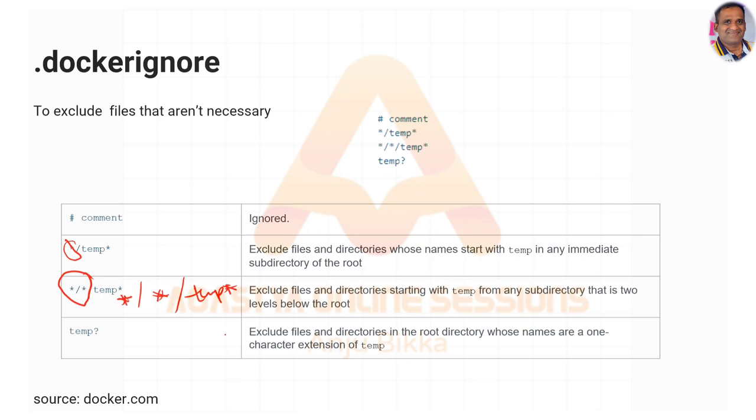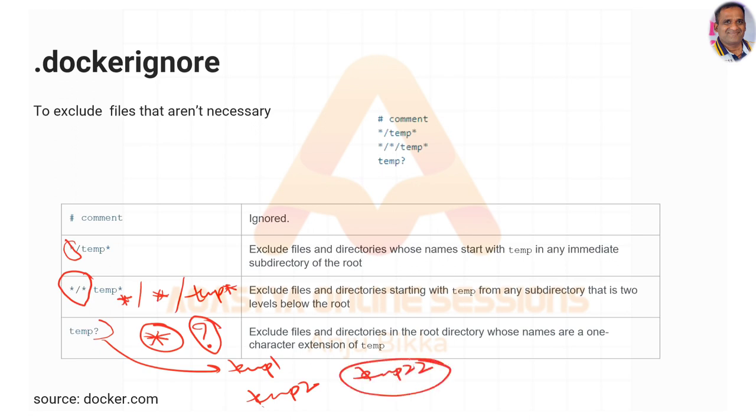temp? Exclude the files and directories in the root directory whose names are one character extension of temp. So the question means, the star means any number of characters, and the question mark means only one character. In this case, if it is temp1, temp2, they are going to be matching. But if we use temp22, it is not going to be matched. temp* is going to be matched here. So that is the reason.